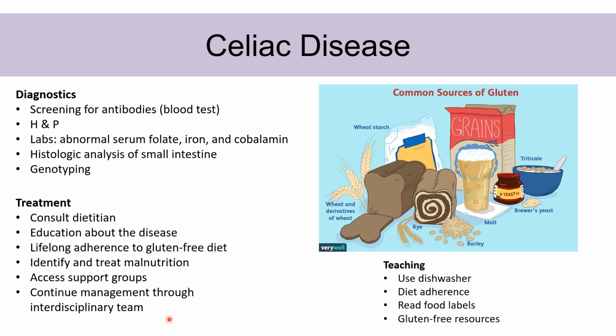So they should learn how to read the labels. That's really important on food products. They should be familiar with the common sources of gluten, like pictured here: yeast, barley, rye, wheat, wheat starch, grains. They should use a dishwasher to be safe, to make sure that there is no gluten residue. Some patients are very, very sensitive to gluten, and even just a dish that wasn't washed appropriately and has gluten can cause a flare-up.